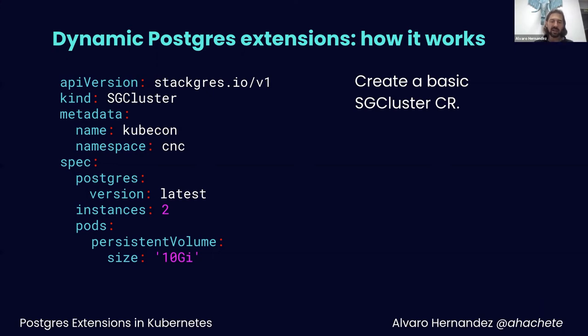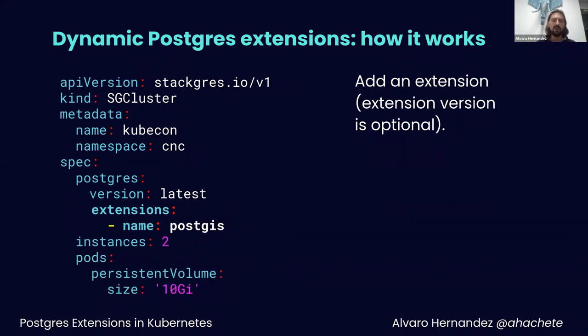So let's say that the cluster is already created. Let's add an extension to it. To do so, we just need to add these two lines that are in bold here, extensions and the name of the extension. We could also add a specific version for the extension, but this is optional. If not, Postgres will resolve it.